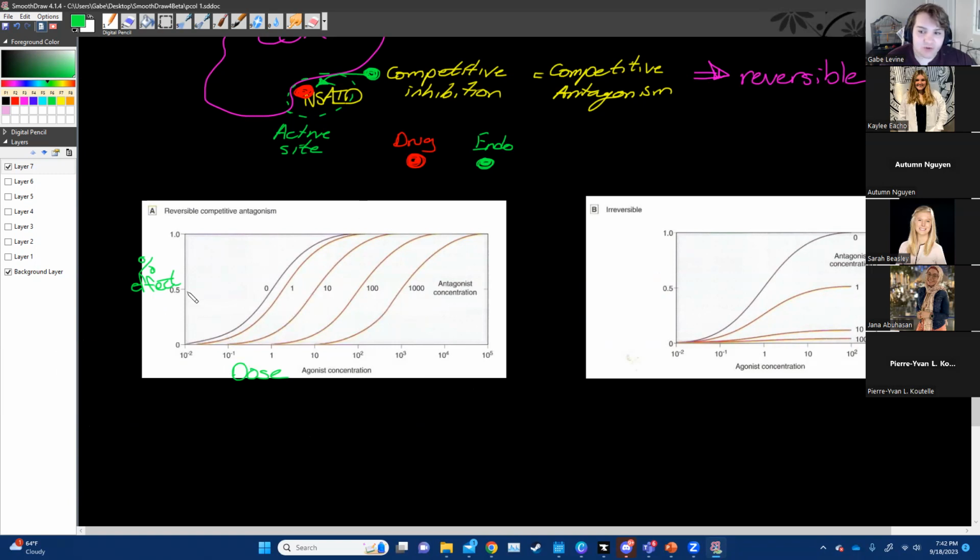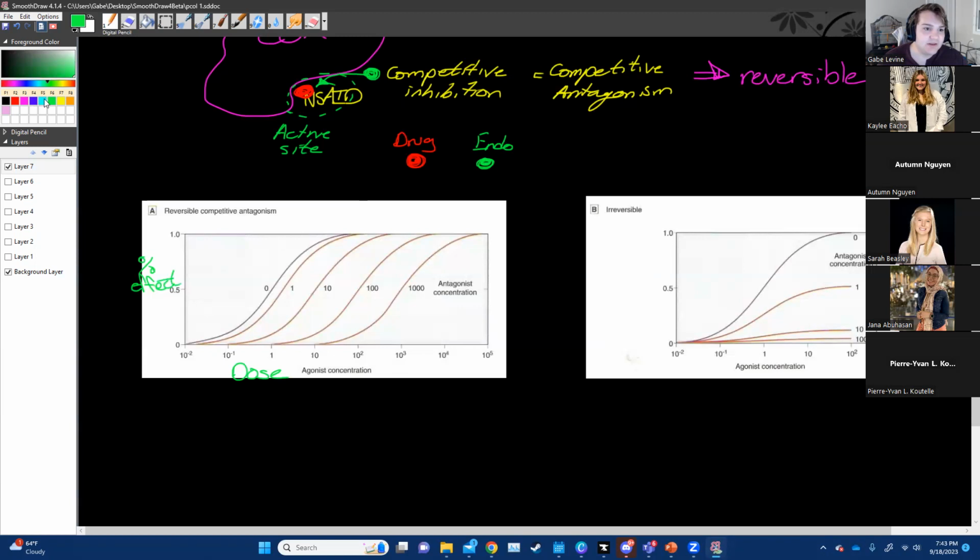What does not change, though, is the efficacy of the drug. If you give enough agonist, if you pump that patient full of drug, you can overcome whatever is in their system. At some point, you can administer enough that it will overcome any antagonism. Essentially, because the drugs are competing for the same spot, we can always increase the amount of the agonist to overcome antagonism.